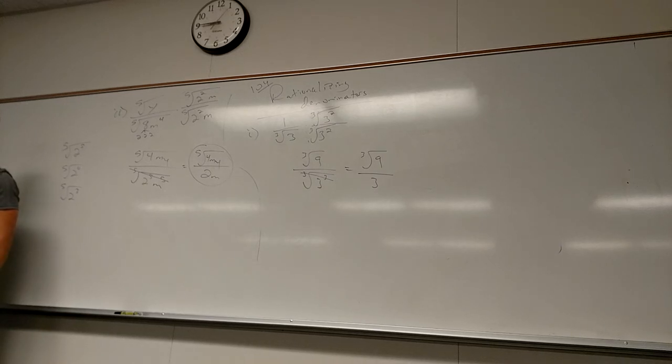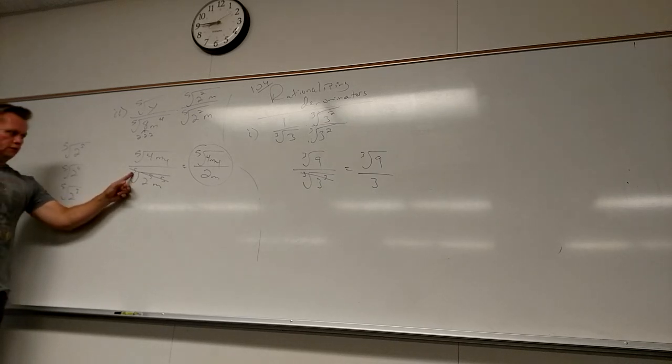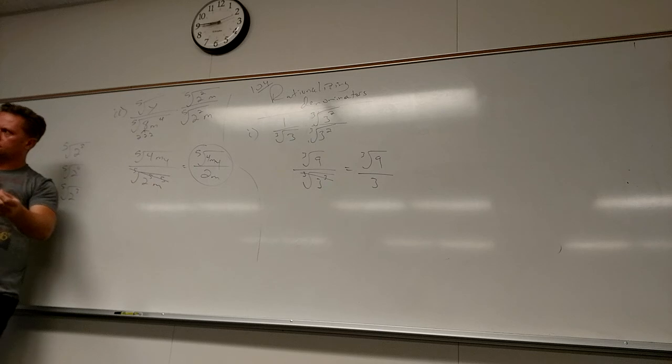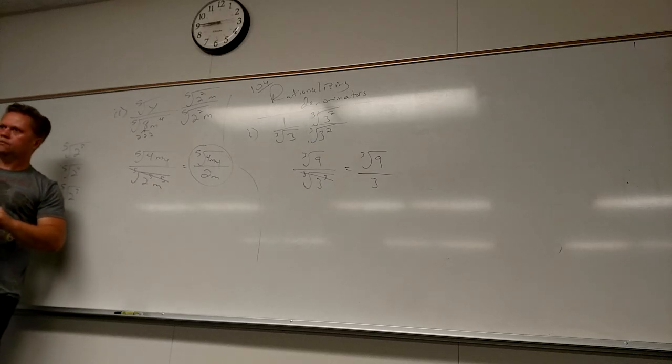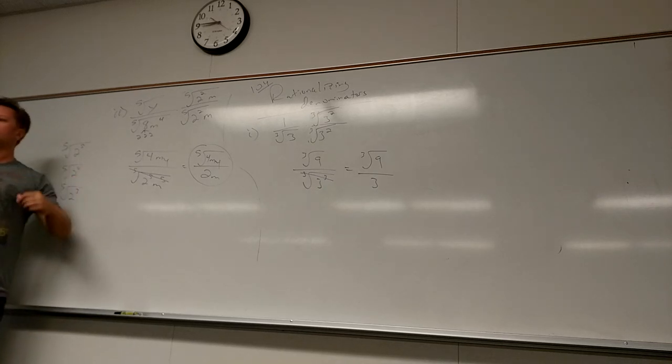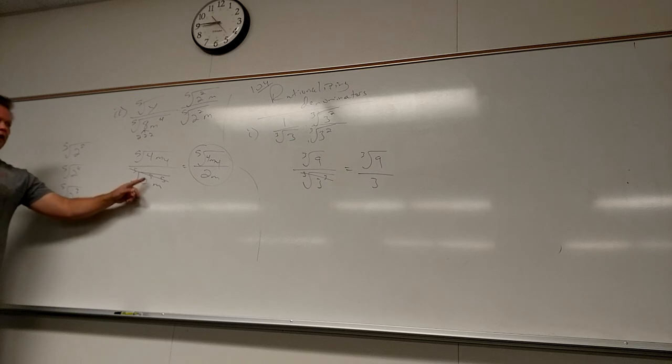And the 5 kills the other 5s? Yeah. The fifth root of a fifth power, they kill each other because they're opposites. What's being taken the fifth root of? 2 to the 5th and m to the 5th.